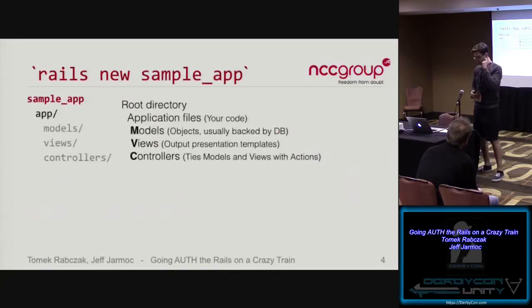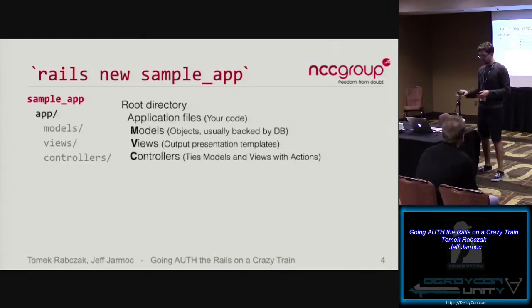So when you start off, Rails is an MVC framework. This is the kind of output that you'll start seeing for the directory structure when you run the command rails new sample app. In the main app directory, we're just going to go over the files that we are going to care about for this talk.